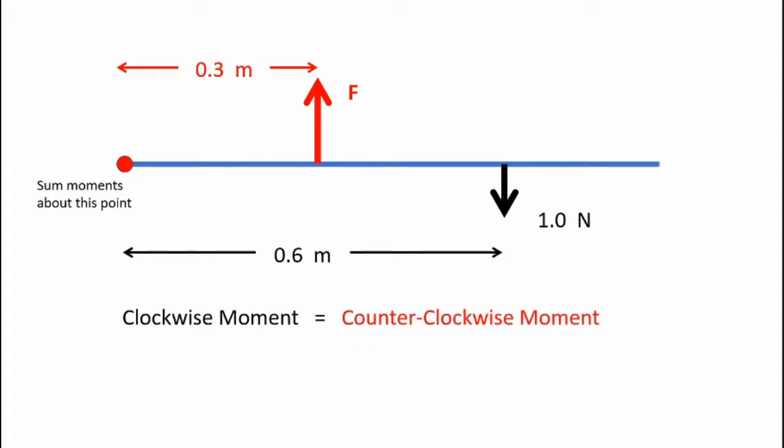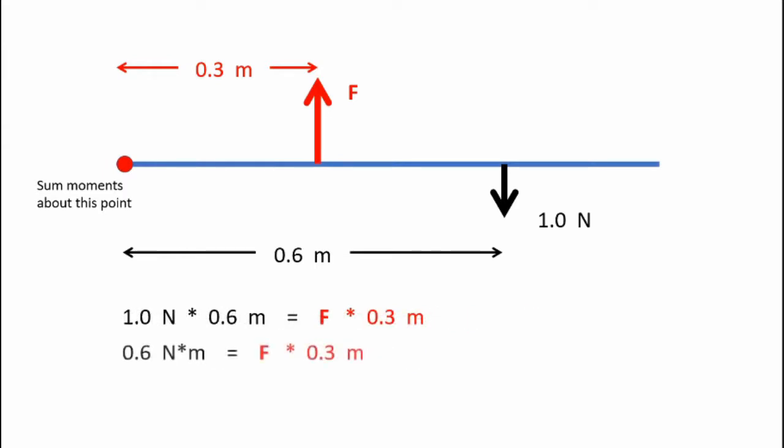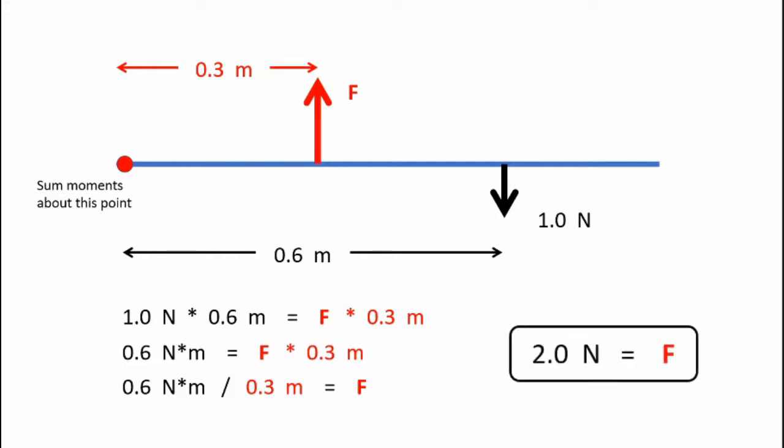Now, because it's static, the clockwise moment must equal the counterclockwise moment. So we put in the values. 1 Newton times 0.6 meters is equal to F times 0.3 meters. And so we get 0.6 Newton meters being the clockwise moment and F times 0.3 meters being the counterclockwise moment. Apply a little bit of algebra, so we get 0.6 Newton meters divided by 0.3 meters is equal to the upward force provided by the scale. If we run through that math, we see that the upward force provided by the scale is 2.0 newtons. So let's go to the test setup and see if this bears out in the experiment.